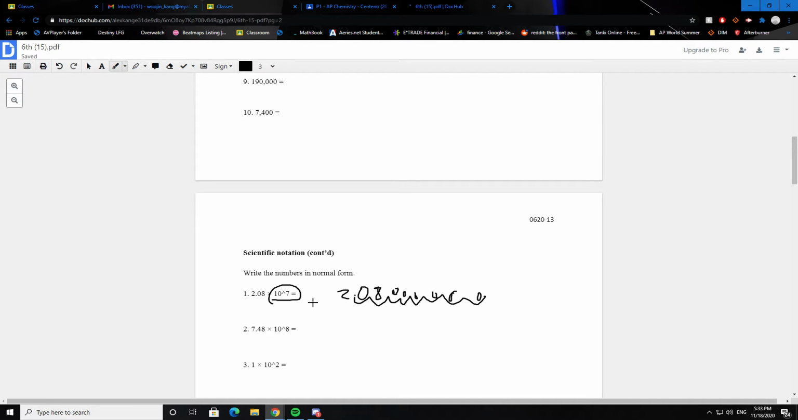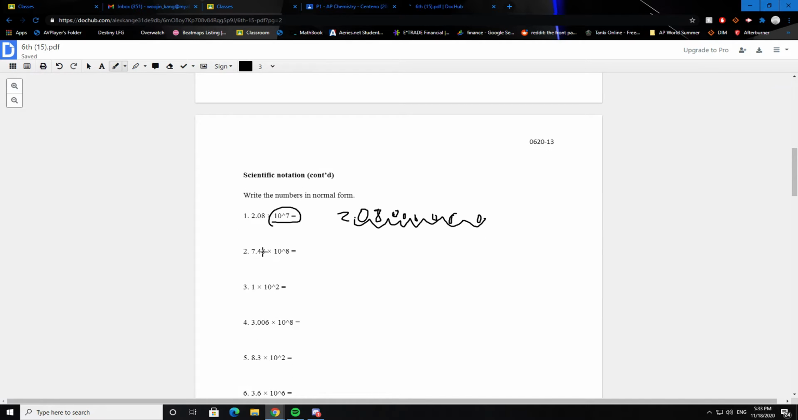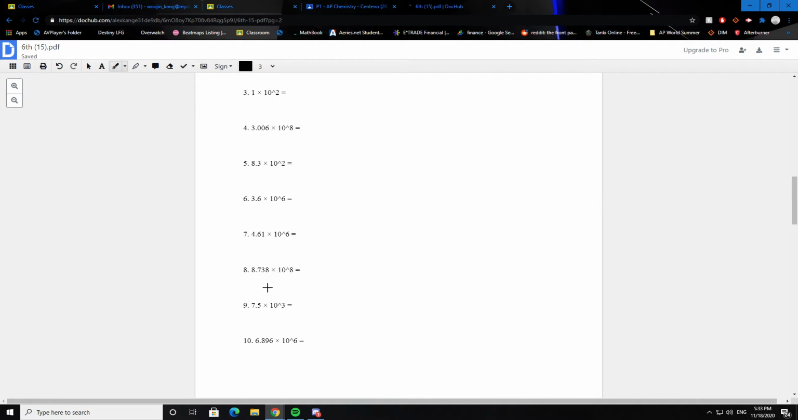And that's it. That's all you gotta do. So use the second number, 10 to the whatever power, as a guide to tell you how many times you have to move the decimal. So right here, this would be 10 to the 8th power. You move this decimal right 8 times. So 1, 2, 3, 4, 5, 6, 7, 8. So that'd be 5 extra zeros, including the 7, 3, and 8.